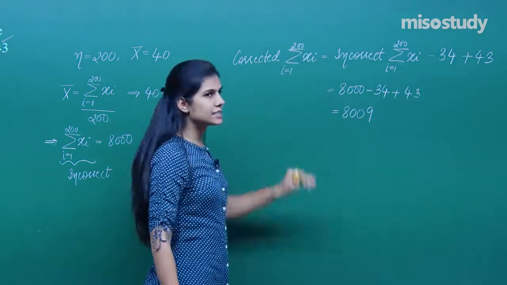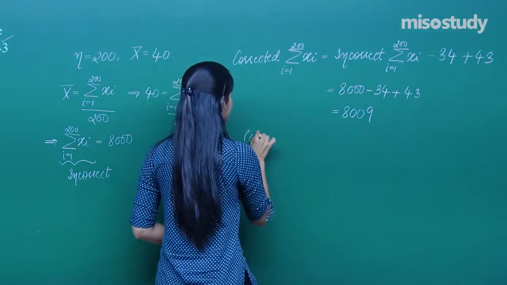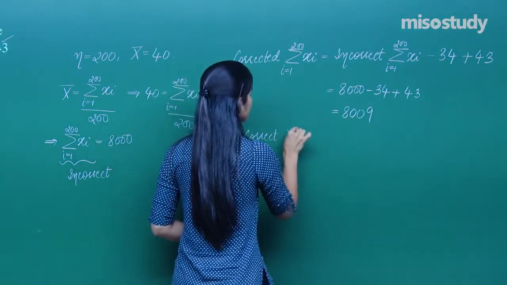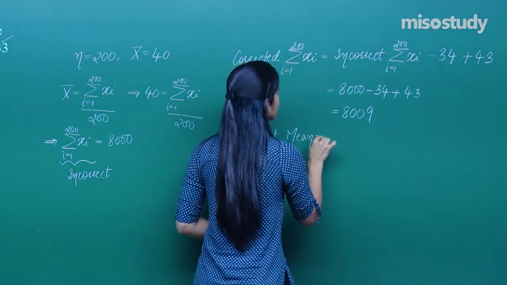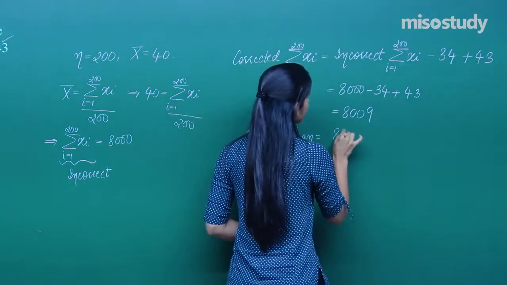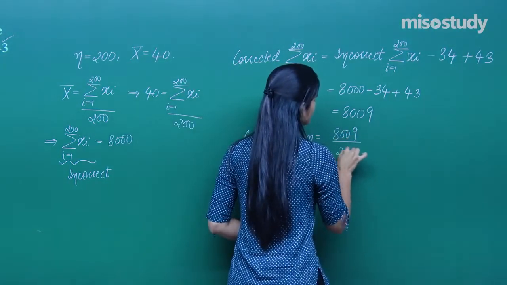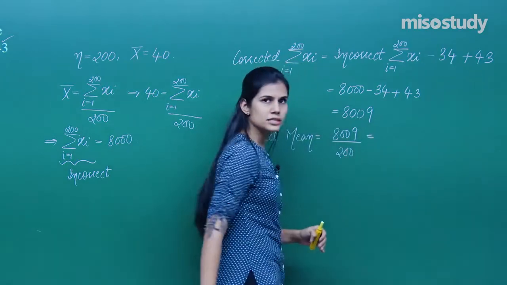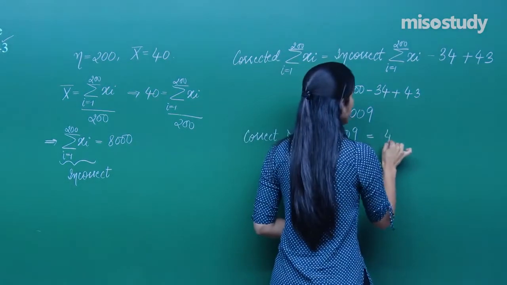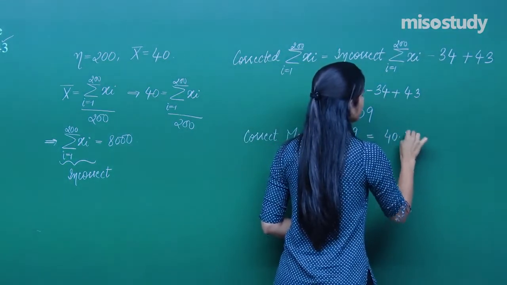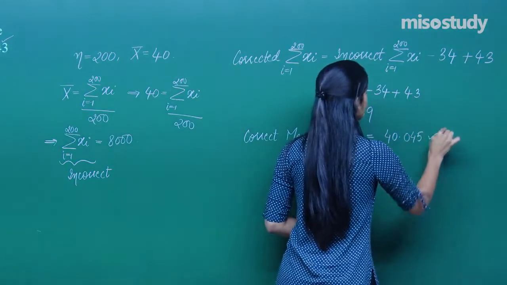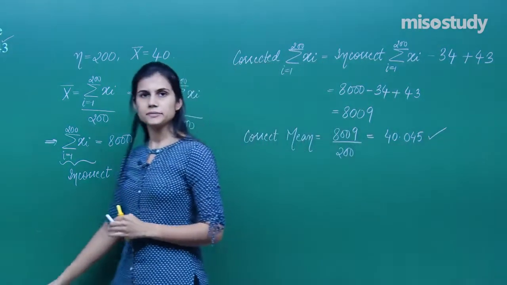If this is the correct summation, then correct mean is equal to correct sum of observations upon total number of observations. Right? Formula is the same. This is 8009 upon 200, 40.045 is your very answer.